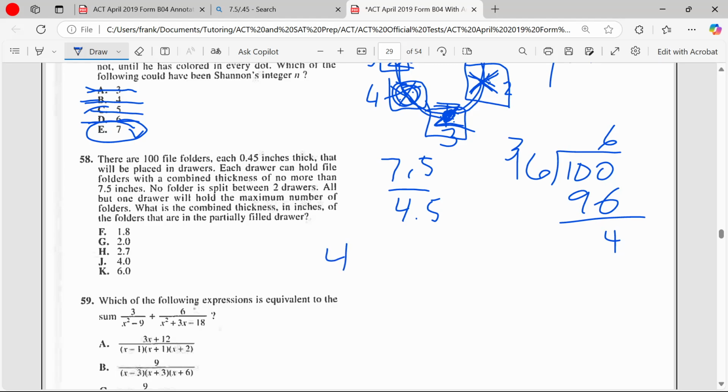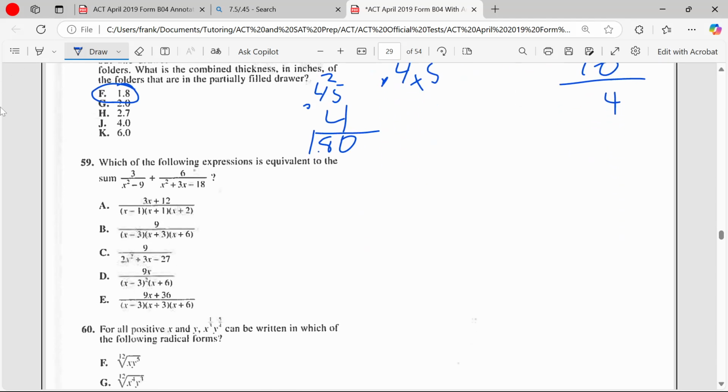Well, 7.5 divided by 0.45. That's 16. All right, so 4 times 0.45, that's what's left. 1.8. What's the combined thickness in inches of the remaining folders? 1.8 inches. 4 folders left over times 0.45 inches.